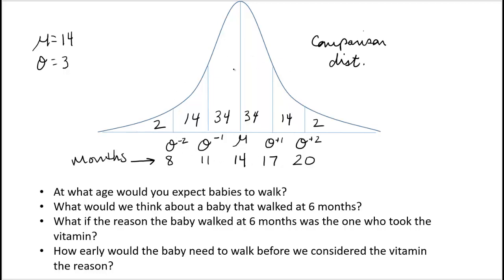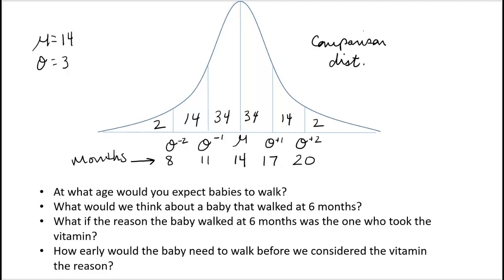The key to null hypothesis testing is to determine if our sample behaves differently than a situation where there is no effect happening. So in this comparison distribution, this is the distribution of babies that took the regular vitamin. There is no effect occurring. We are not suspecting that there is an impact caused by an enriched vitamin because none of these babies took the enriched vitamin. If an enriched vitamin baby walked at 6 months, we would say, okay, this baby is different than the situation where the babies were not taking that vitamin. That is the key to null hypothesis testing.